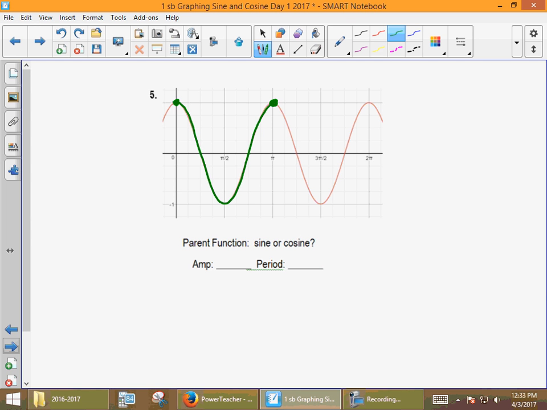Cosine. I think of cosine as like a jump rope. I call the cosine the jump rope graph. If you imagine you stand and hold a jump rope, it's high on the ends and low in the middle. That's what cosine does.